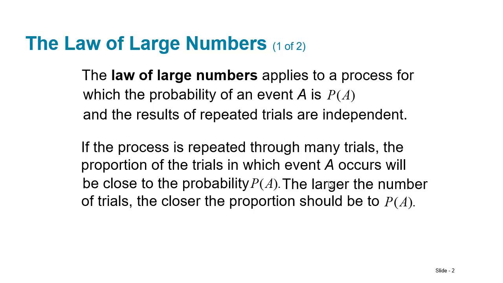So if the process is repeated through many, many trials, the proportion of the trials in which your event occurs will be close to the probability of A, the theoretical probability of A. And the larger the number of those trials that you do, the closer your proportion should be to it. So basically what this is saying is there are two types of probabilities. There's theoretical probability and then there's experimental probability.